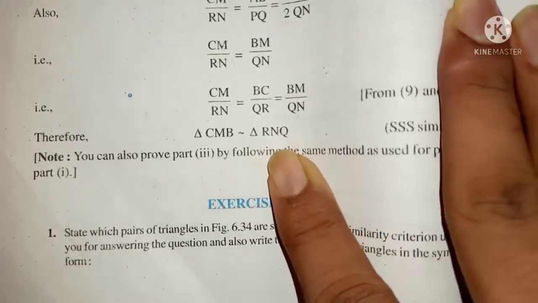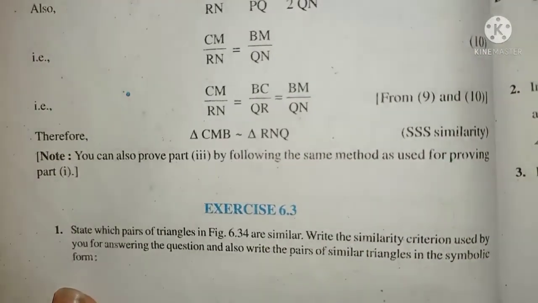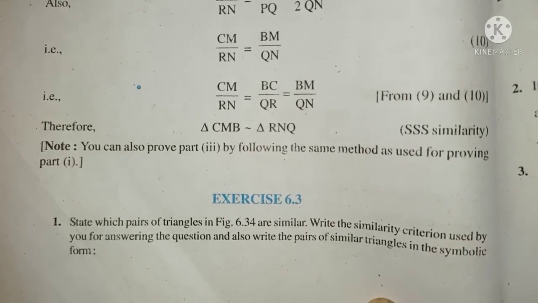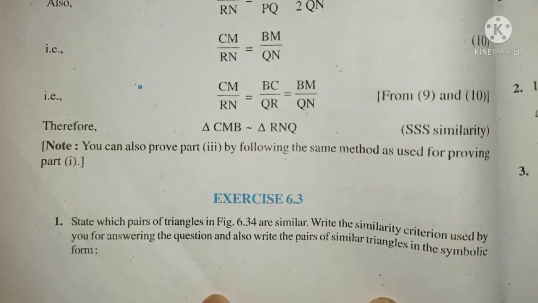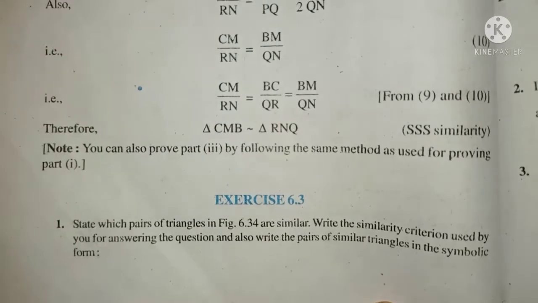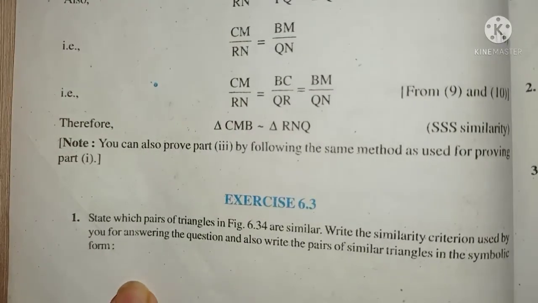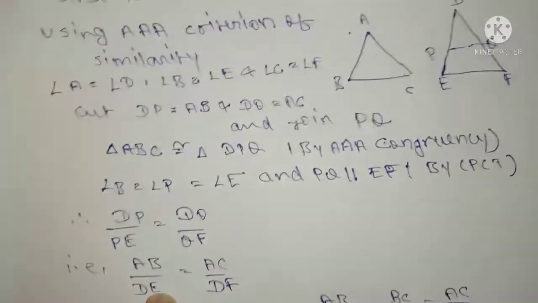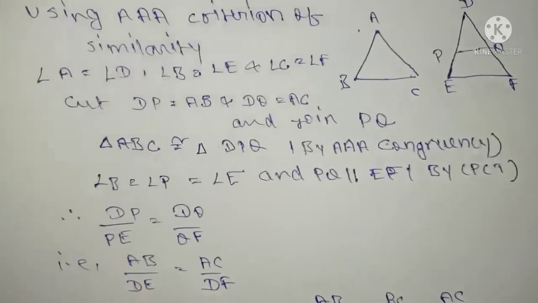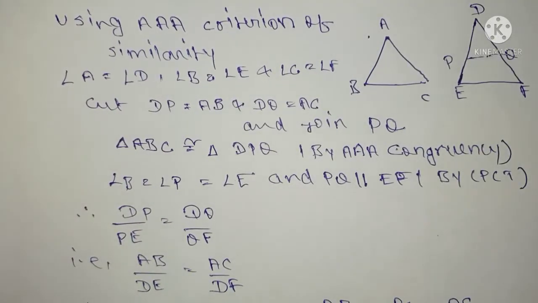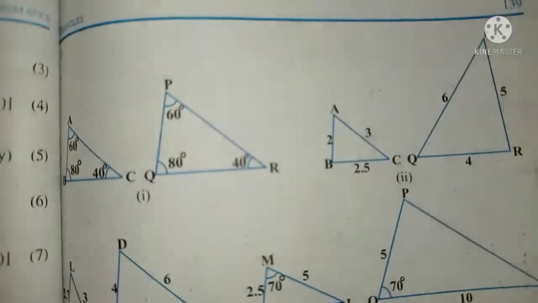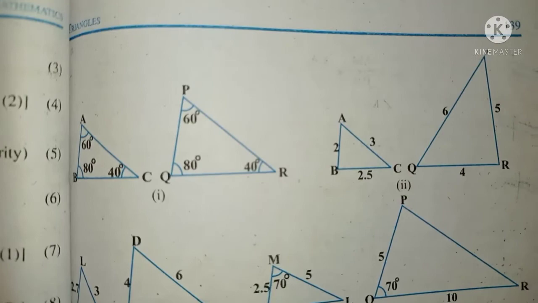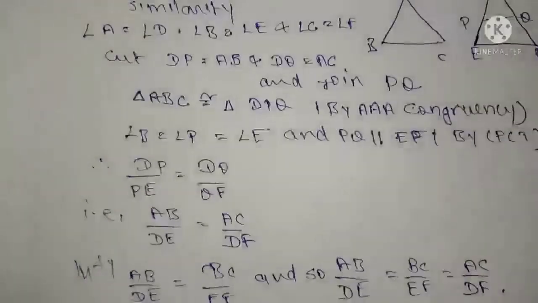So today we are going with exercise 6.3. So let's begin. State which pairs of triangles are similar. Write the similarity criterion used by you for answering the question, and also write the pairs of similar triangles in the symbolic form. Okay. So we have to write the criteria and say the triangles are similar. If we can see the first question, that is here. Okay. So let's solve this.